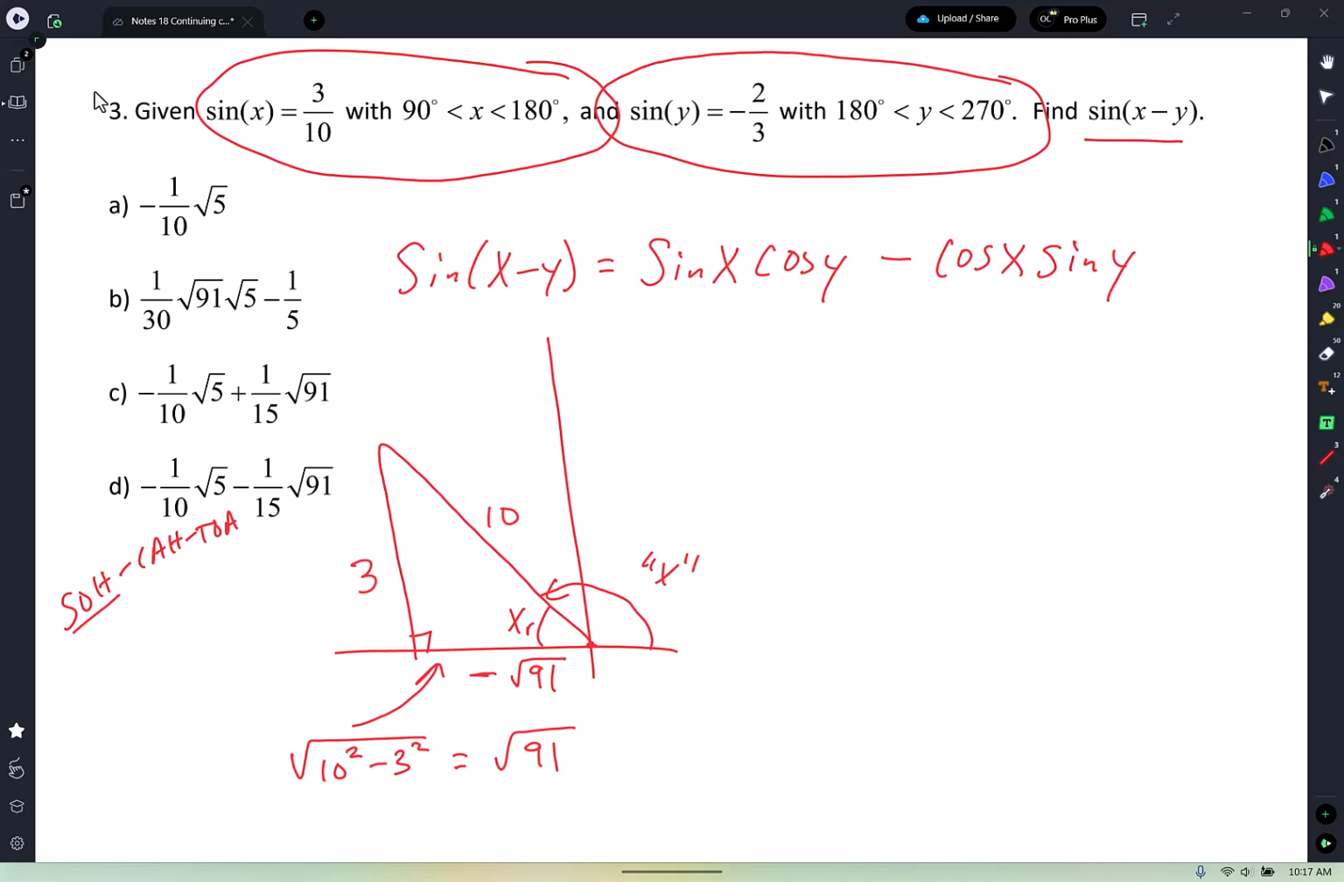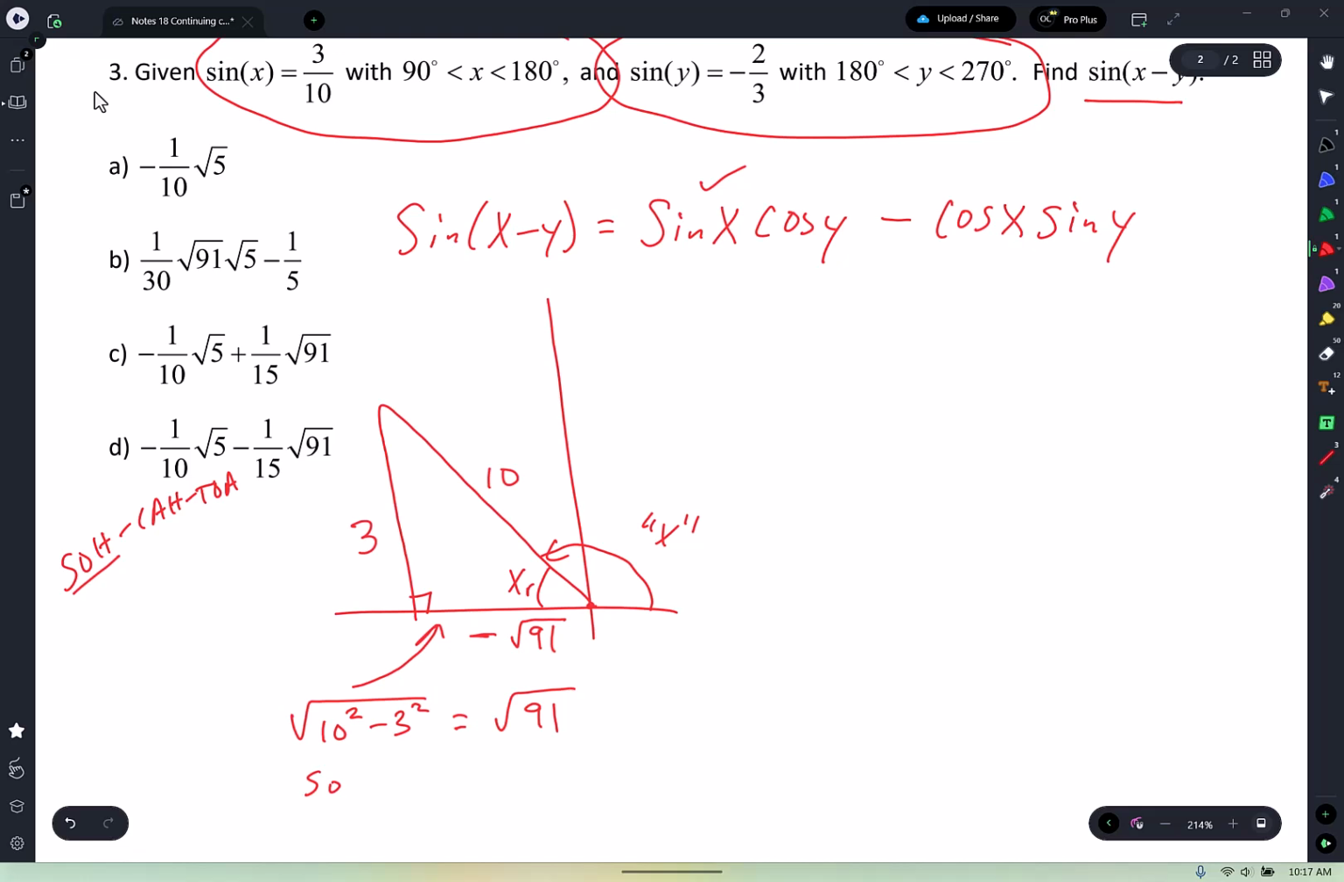All right, so let's see. What do I got? I already got sine x, so I need cosine x. So I'm just going to write cosine x down here. So cosine x is, cosine is adjacent over hypotenuse, negative square root of 91 over 10.